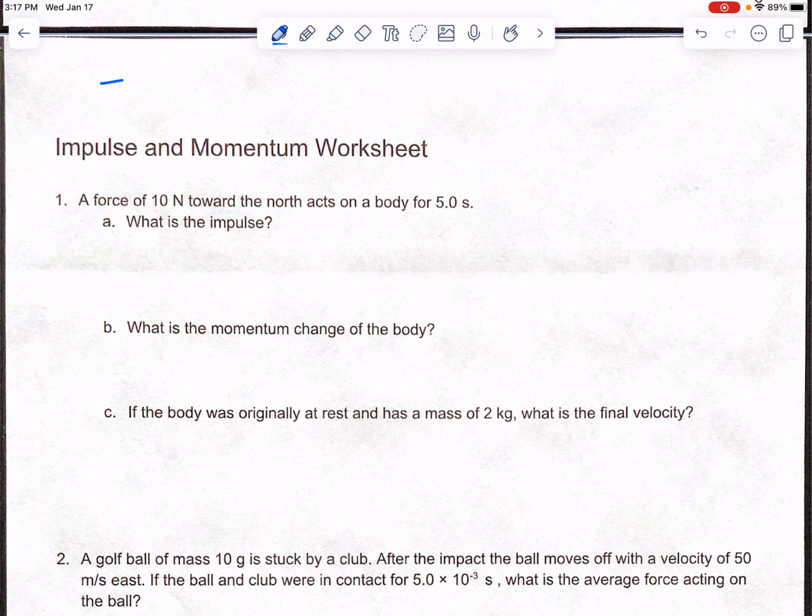We have impulse, J equals F times T. Remember, J is going to be your impulse. Then you have your momentum, P equals M times V, or you can have P equals M times change in V, which would just be VF minus VI. So those are your main two. So impulse is a change in momentum.